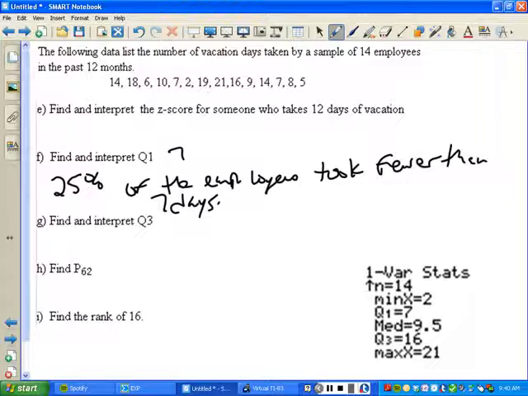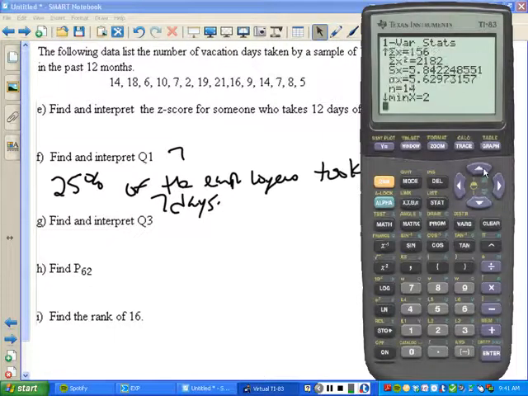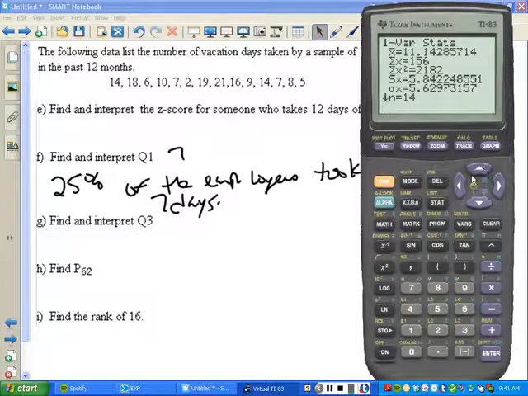Find and interpret Q3. How do you find that? It's on the calculator. How do you do it on the calculator? It's stat, calc, one variable statistics. And then if you scroll down, it'd be at the bottom of the screen. If you hit stat, calc, one variable statistics, it'll bring up this screen right here. Right?